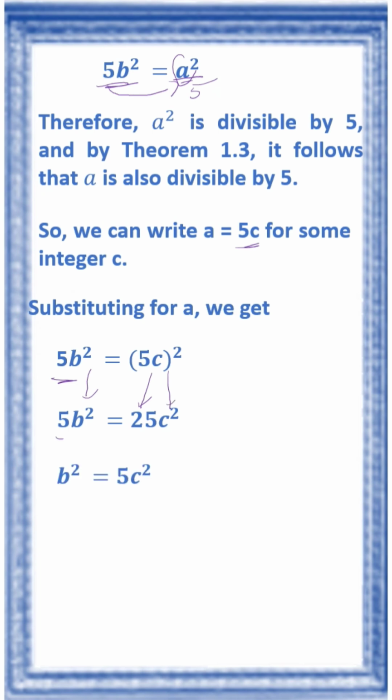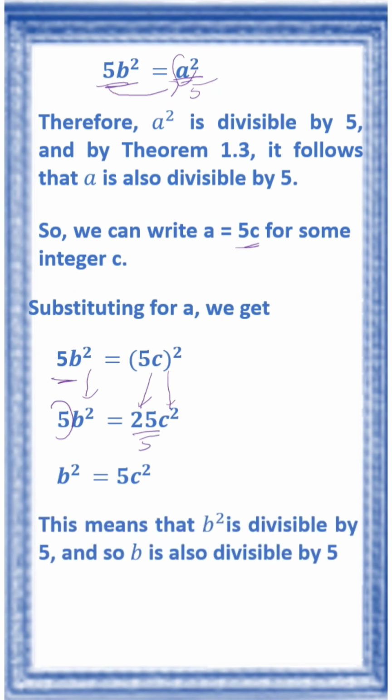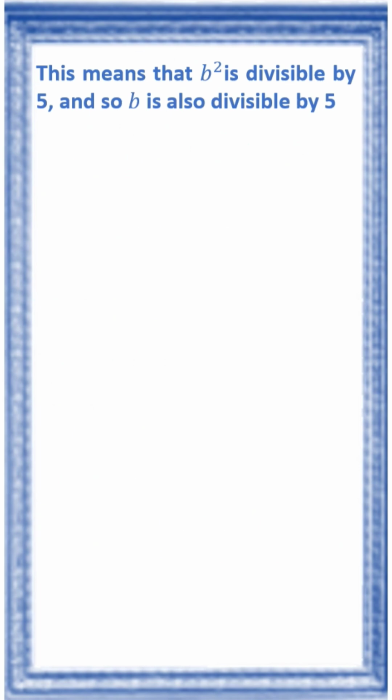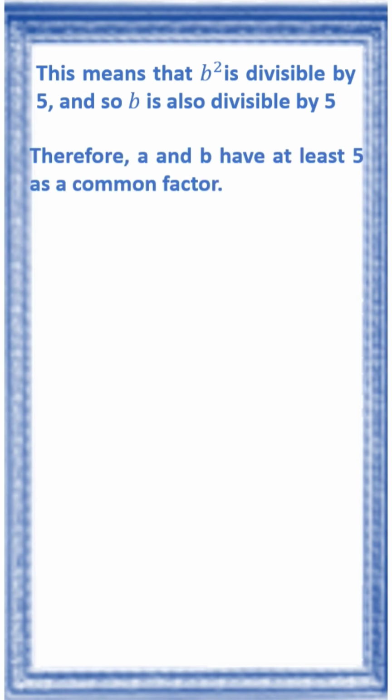Bring 5 to this side. What happens? b square is equal to 5c square. This means b square is divisible by 5, and so b is also divisible by 5. Therefore, a and b have at least 5 as a common factor.